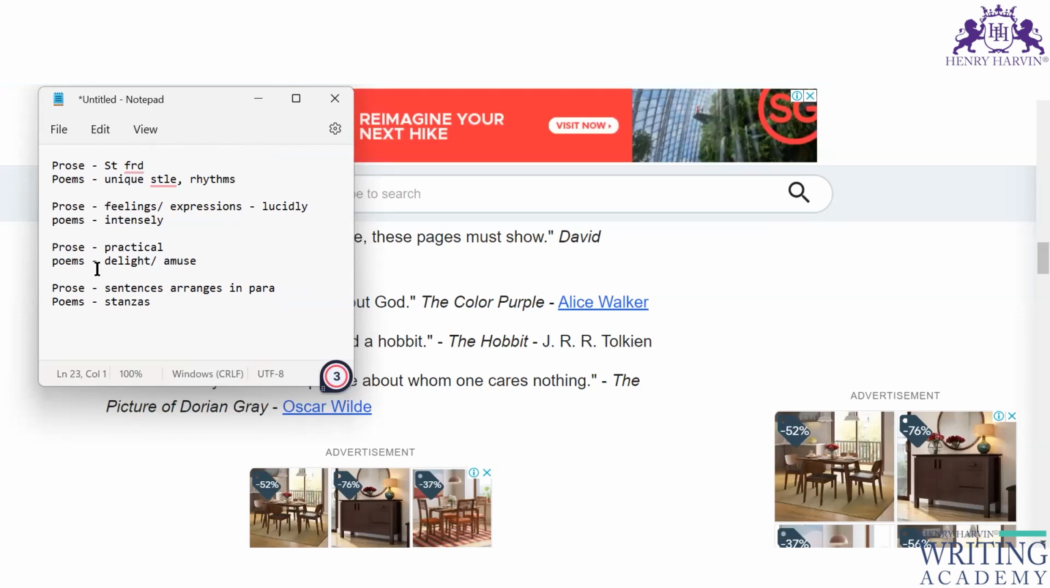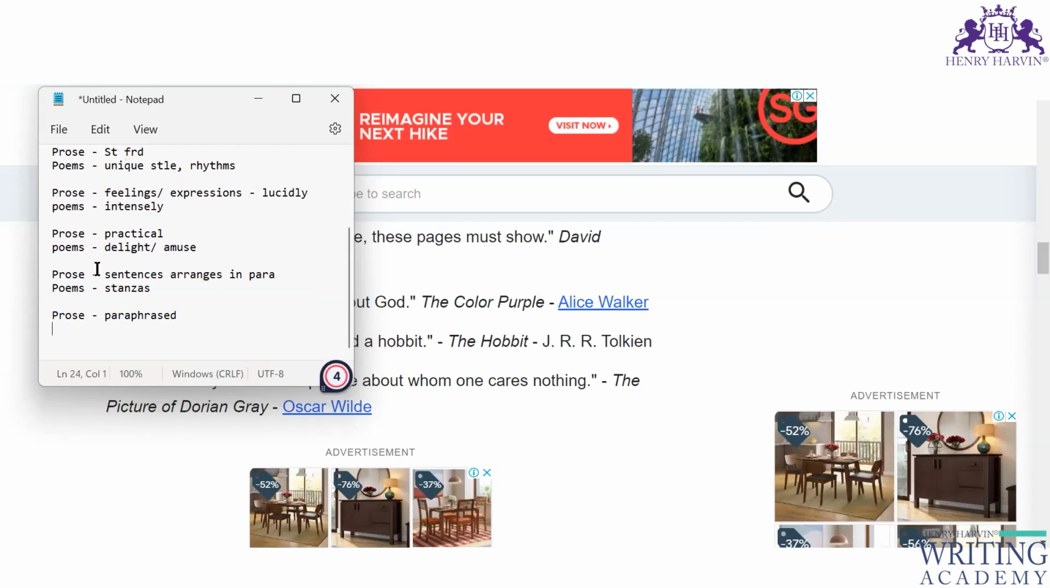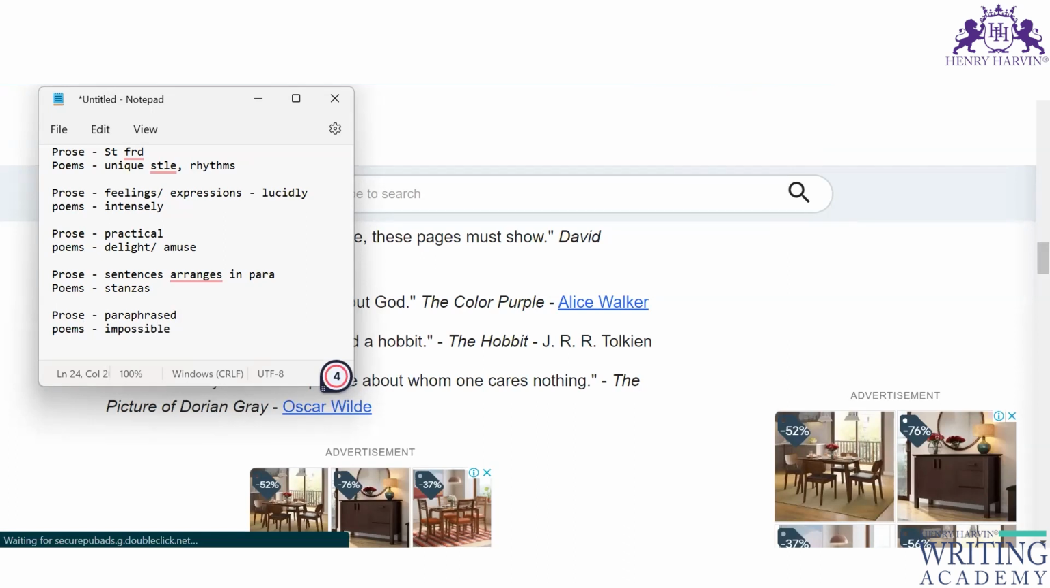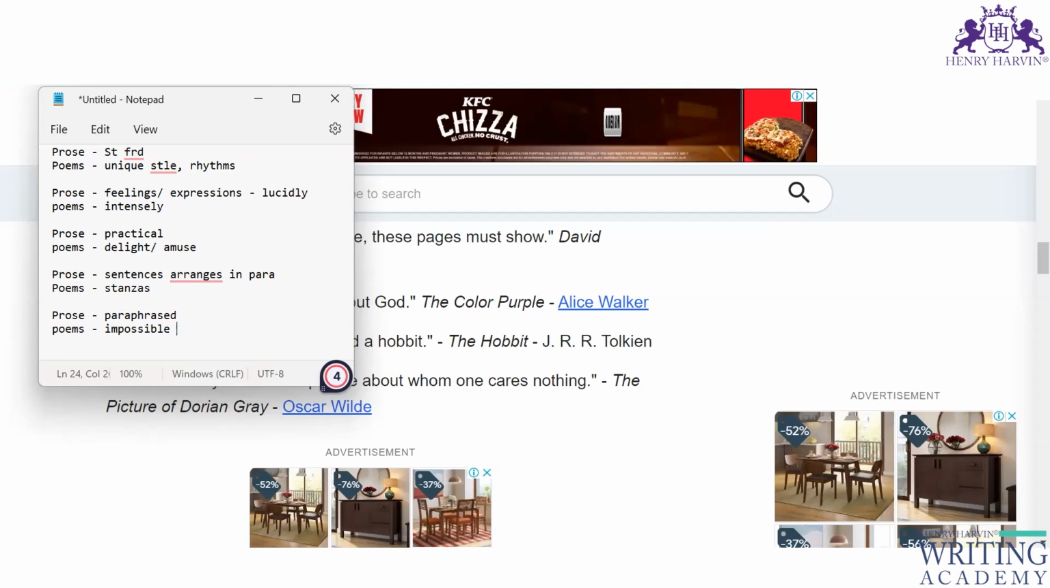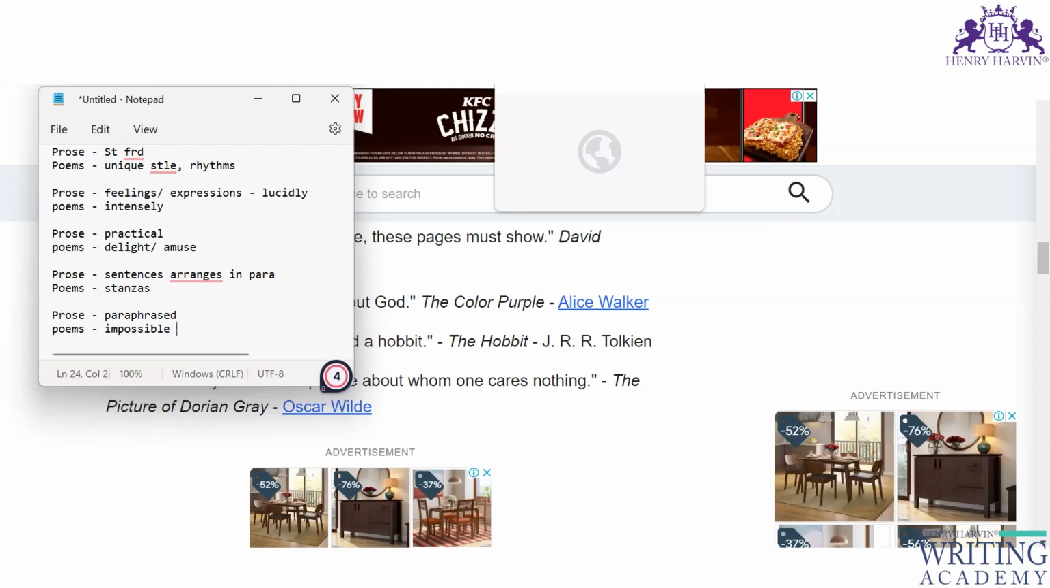Your prose can be paraphrased. Okay. But for your poems, it is impossible to do that. If you try to paraphrase your poem, it will be a new poem. Okay. It will be very difficult for you to paraphrase a poem. Okay. Clear for everyone? So that is the basic difference between a poem and prose.